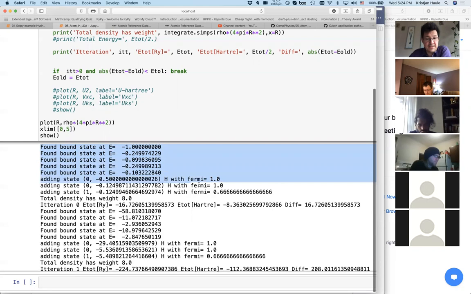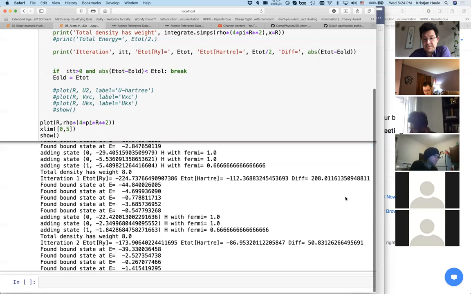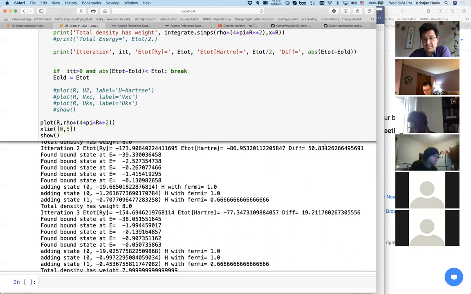So then we were adding those bound state energies, and we got the total weight of the density to be charged, which is eight. And of course, the difference in the total energy was huge at the beginning. At the next iteration, it would increase a little bit, and then it started to decrease. Soon it went to 50, and then 19, and then 4, and next one was 0.6.